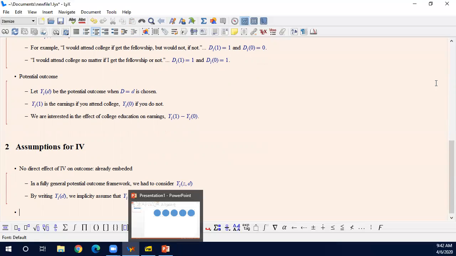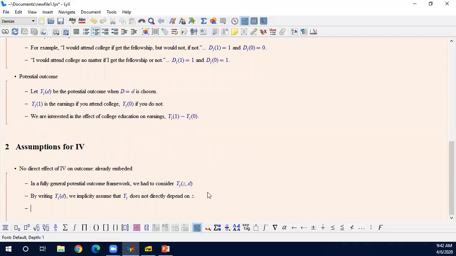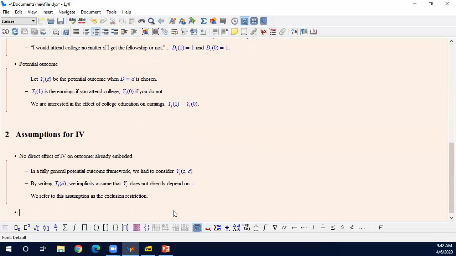And we usually refer to this assumption as the exclusion restriction. It means that Z is excluded from the outcome equation. In the determination of outcome, Z is excluded. Many textbooks say exclusion restrictions.